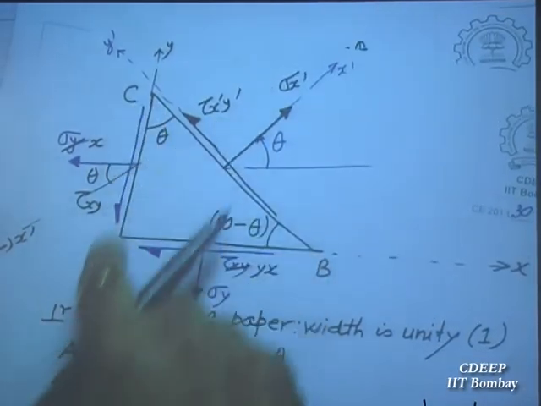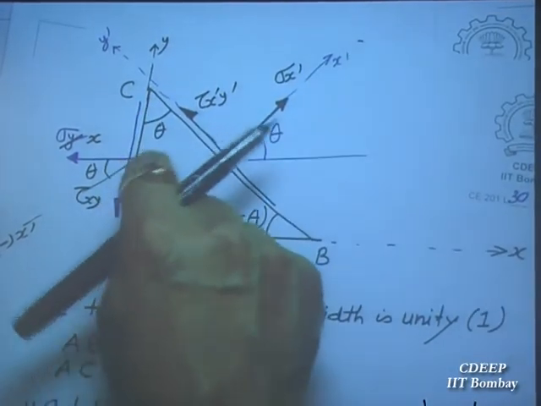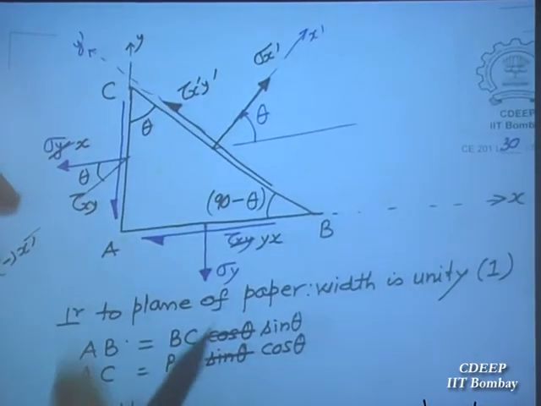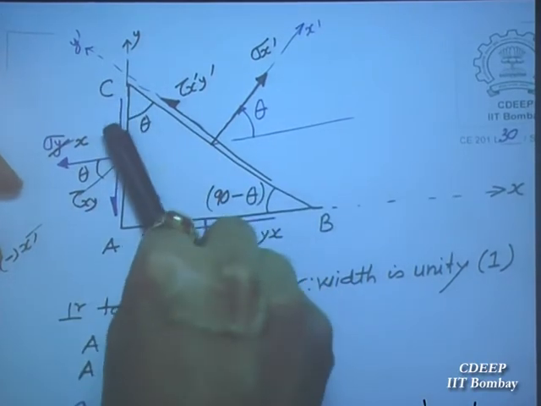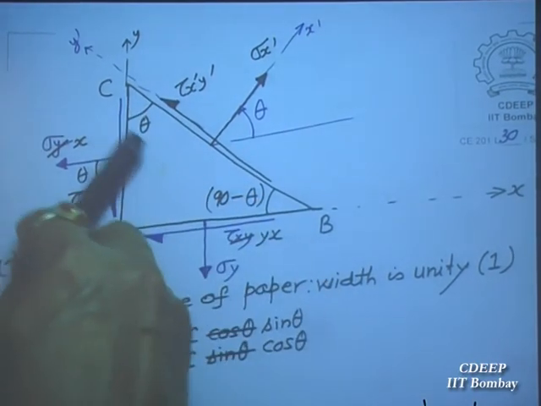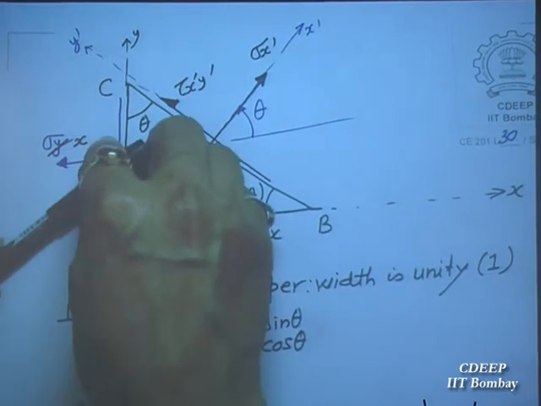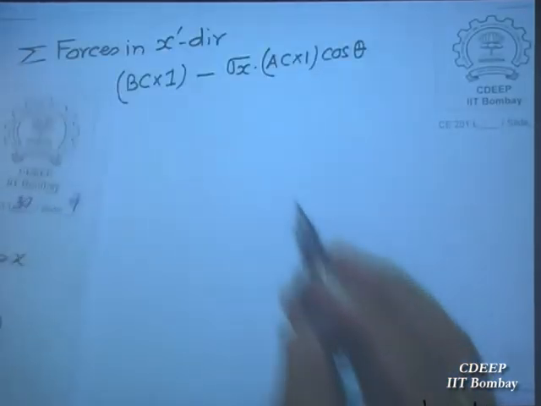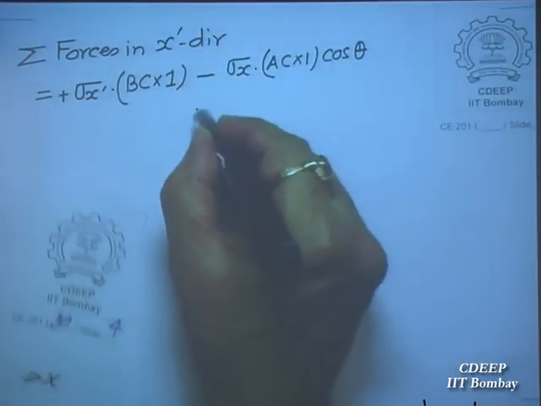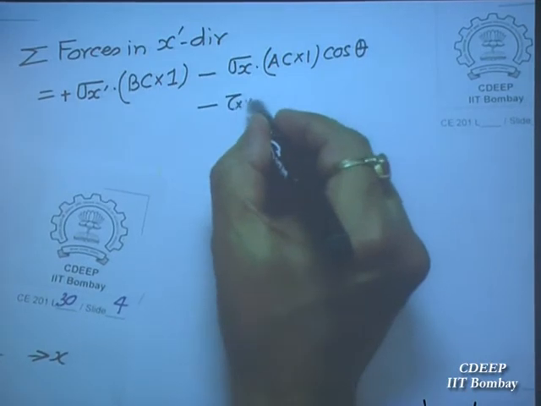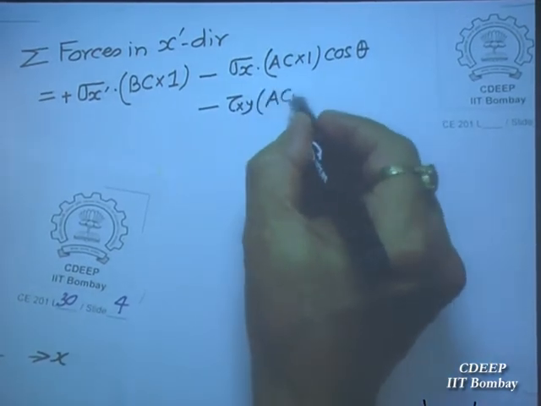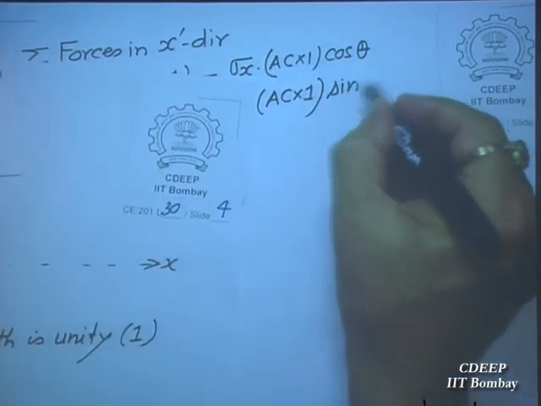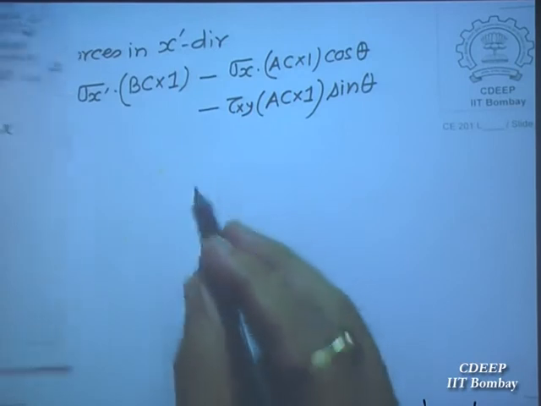What about this? This will have a component like this and also like this. Tau xy will have a component like this and also a component like this. It can be transformed into two orthogonal components. So what is this tau xy? So minus tau xy into AC into unity into what? What angle? Sin theta. Very good. Go to the other plane.